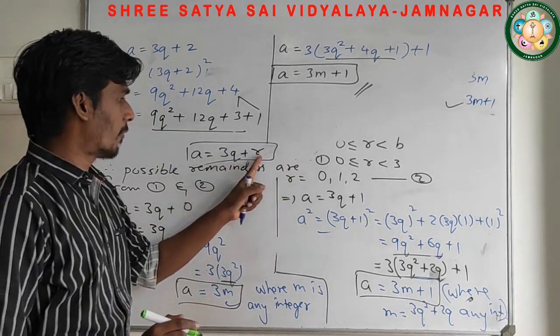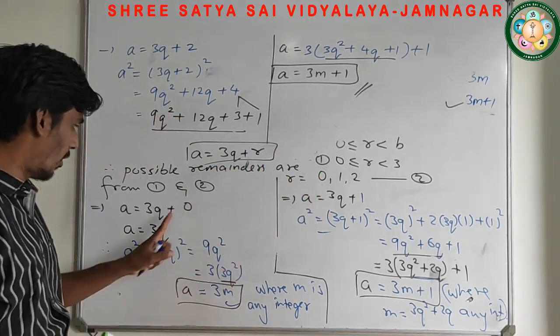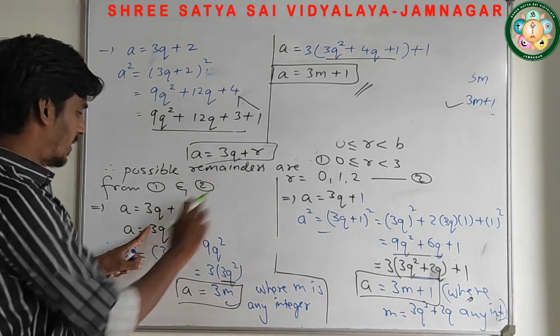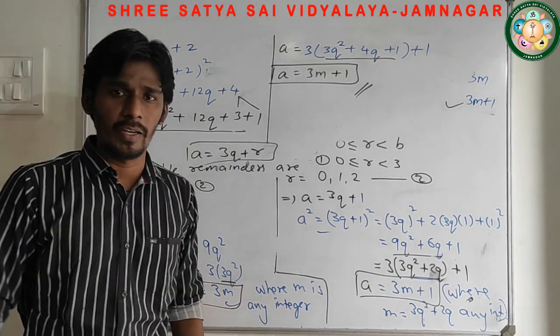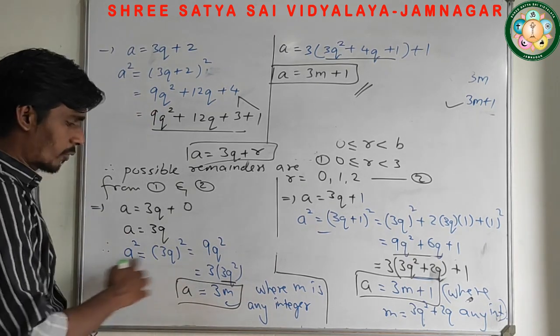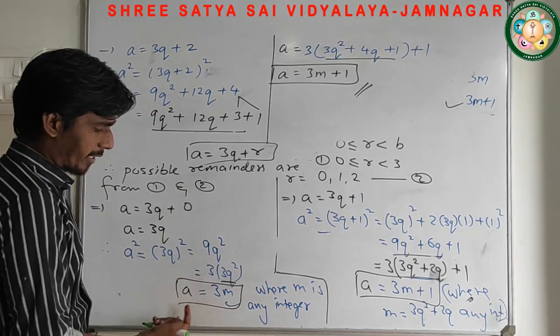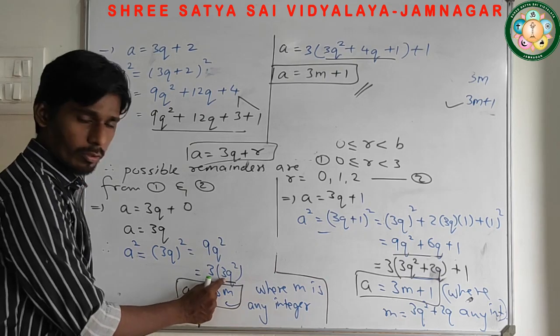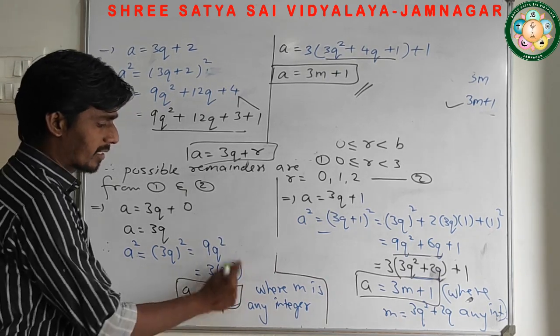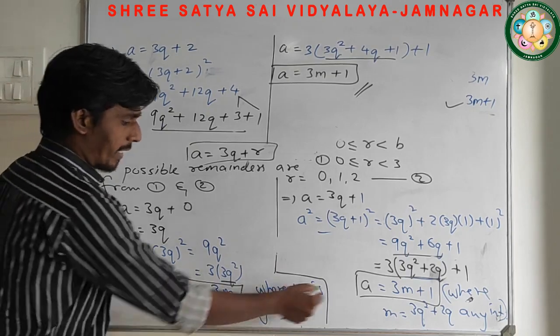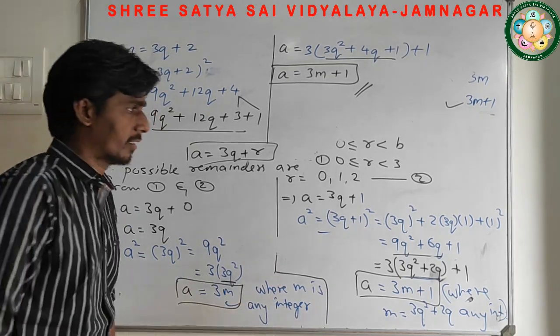So I just replace the value of R here one by one. First I replace it by what? 0. याद कीजिएगा, 0 आ गया. A is equal to 3Q. In the question it is given the square of any positive integer. So by squaring both sides, I got 9Q square. I split this 9 into 3 into something. This something I took as what? M, where M is some integer.